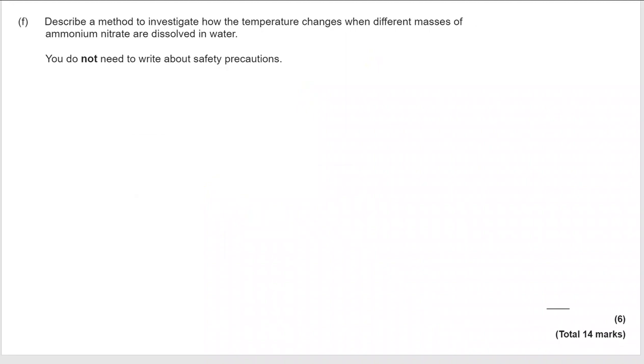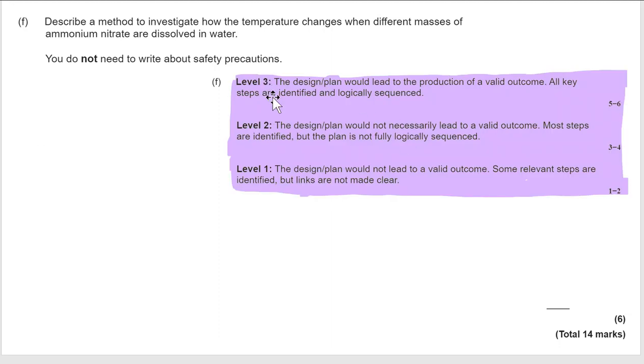And to finish off, we're going to look at the 6-marker. Describe a method to investigate how the temperature changes when different masses of ammonium nitrate are dissolved in water. So this relates to exo and endothermic, but it is about being able to craft a suitable method for a reaction. As always in 6-markers, we have got a levelled response. Level 3, you get 5 or 6. Level 2, you get 3 or 4. And level 1, you get 1 or 2. These grading criteria do very rarely change.